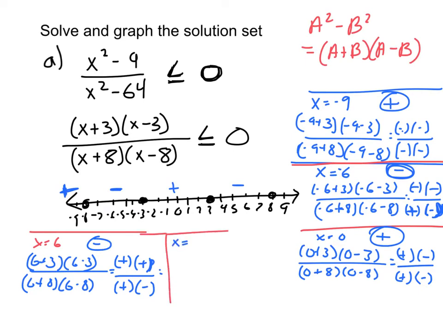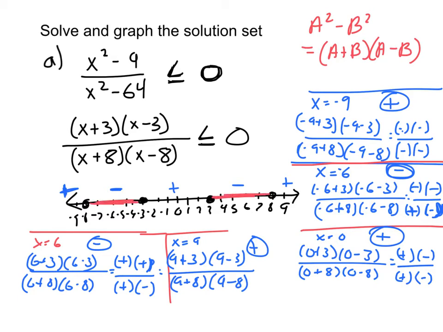All right, last one. We'll do x equals 9. So we'll have 9 plus 3, 9 minus 3 over 9 plus 8, and 9 minus 8. Okay, all of these guys are going to be positive, so the answer is positive, right? There's no negative number if you were to do the arithmetic here. So these guys are all positive. All right, so the question was, when is this negative, right? Less than 0 is negative. When is this negative? Okay, so it's negative here, and it's negative here.